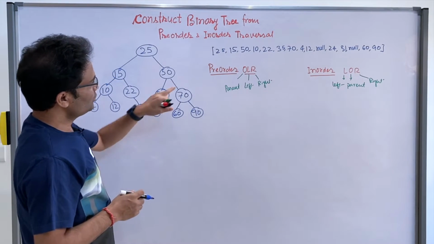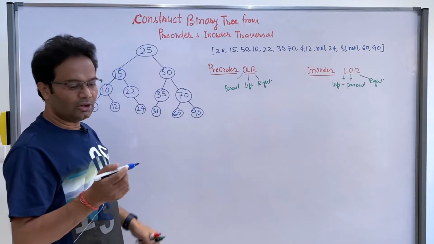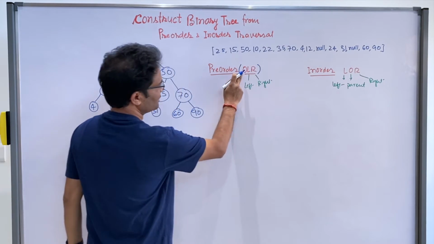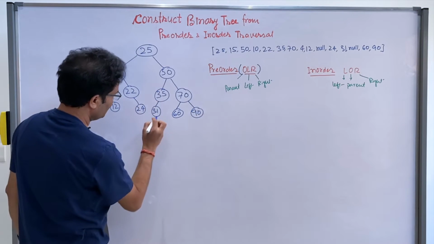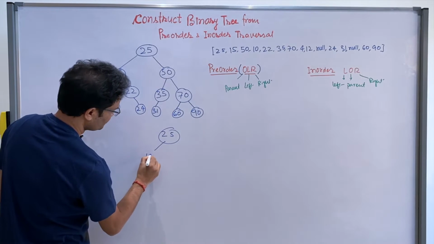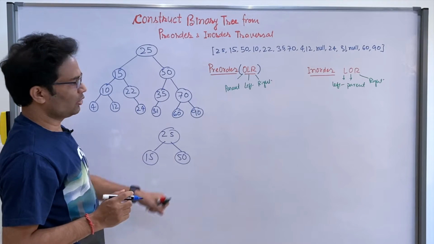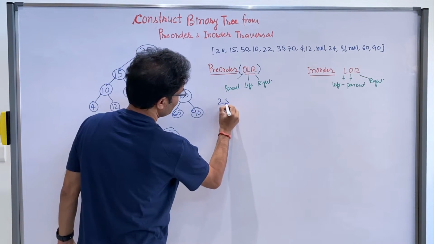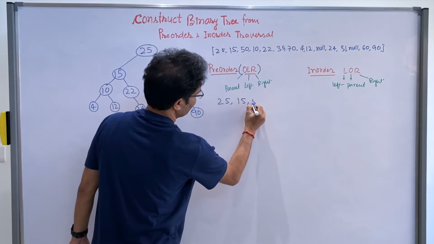If you want to write the preorder for this binary tree, how can we do that? Whenever you do the preorder, always start from the parent, then left and right. Suppose one small tree is there, forget about the big tree. For this, if you want to write the preorder, what do you have to write first? Parent. What is the parent? 25, then left and then right.